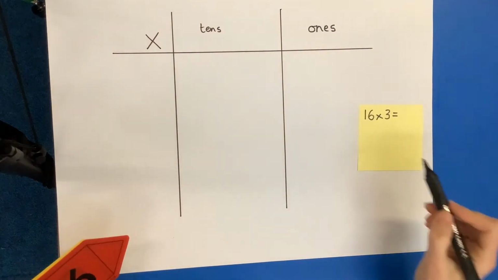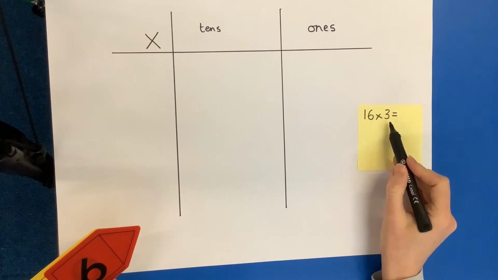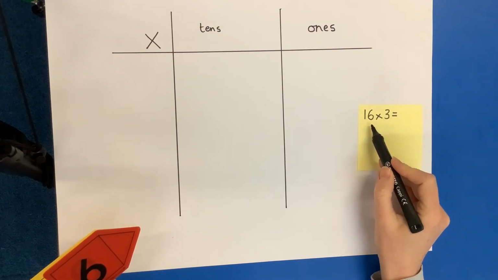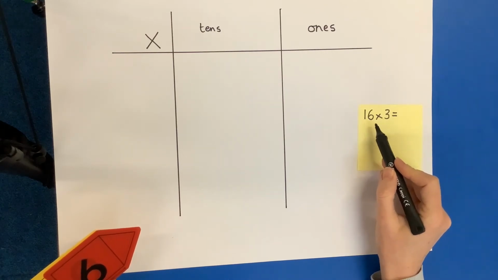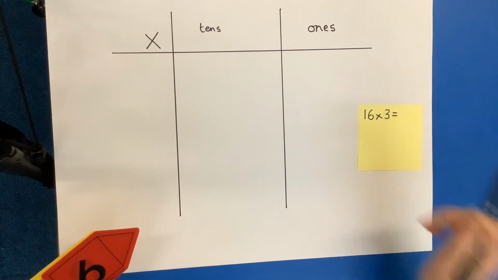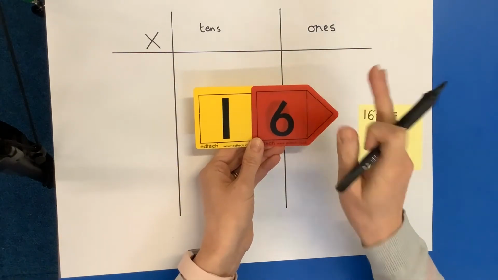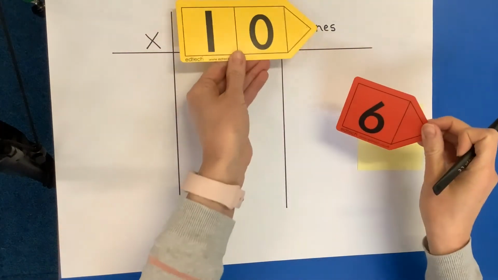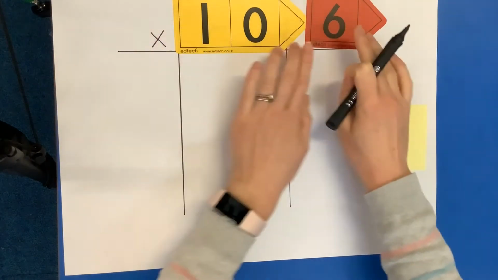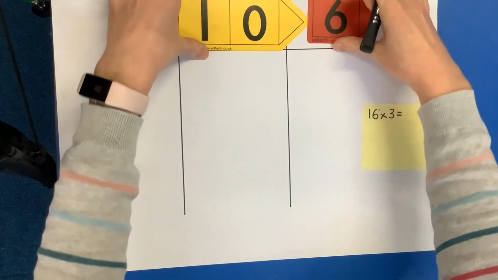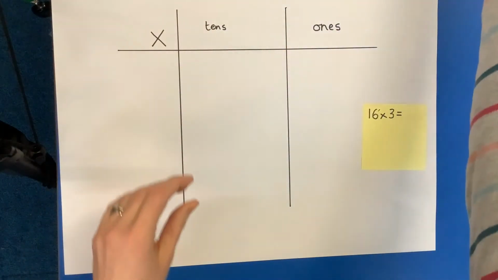Now, this time my multiplication is 16 times 3. So I'm going to take the number 16 and I'm going to multiply it by 3. So it's the same as saying 16, add another 16. Okay, so I've got my number 16 here. I am going to split it apart into tens and ones. So again, I have 1 ten and I have 6 ones. Okay, I'll move those out of the way and I'll put those onto Post-its again.